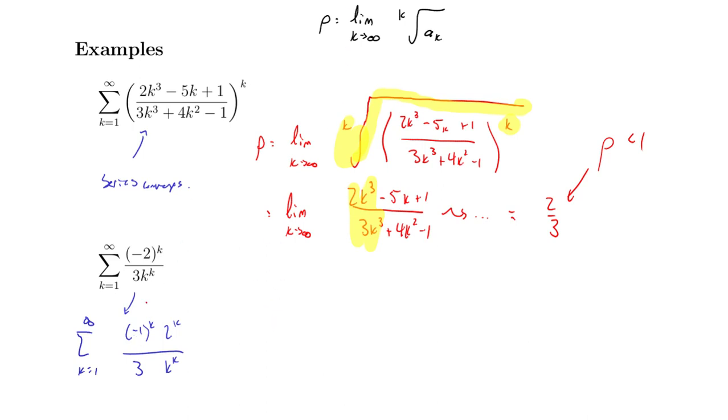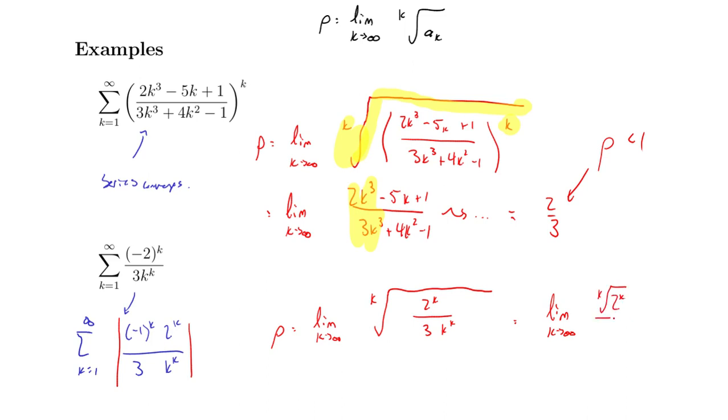So when we look at the absolute values here, I'll say rho is equal to the limit as k goes to infinity of the kth root of 2 to the k over 3 times k to the k. And this is really the limit as k goes to infinity of the kth root of 2 to the k over the kth root of 3 times the kth root of k to the k. These two things are going to have some nice cancellation.